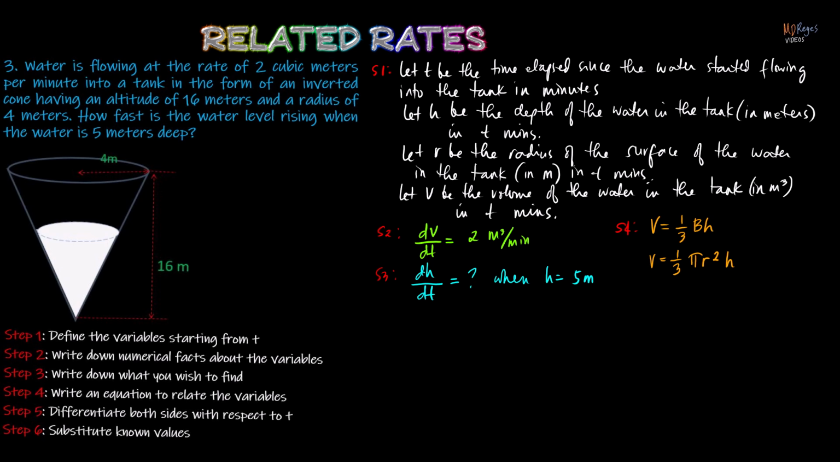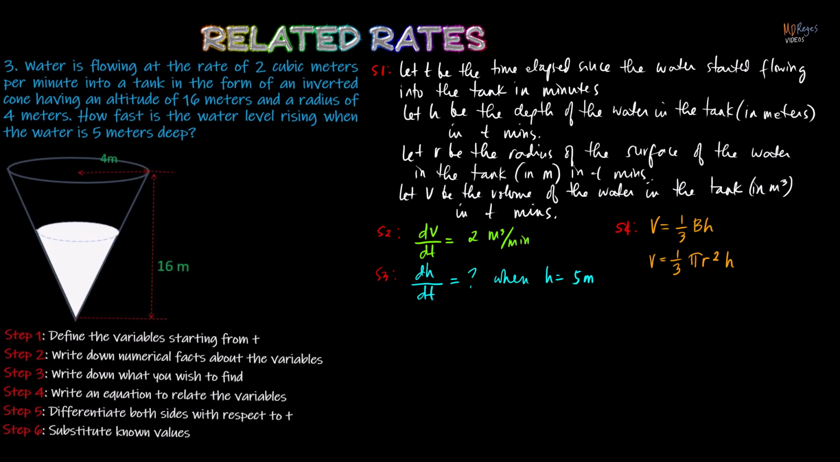So it's 1/3 pi r squared times h because the base is circular, and the area of a circle can be found using the formula area equals pi r squared. So therefore V is equal to 1/3 pi r squared times h. Now we can go straight away to step 5.